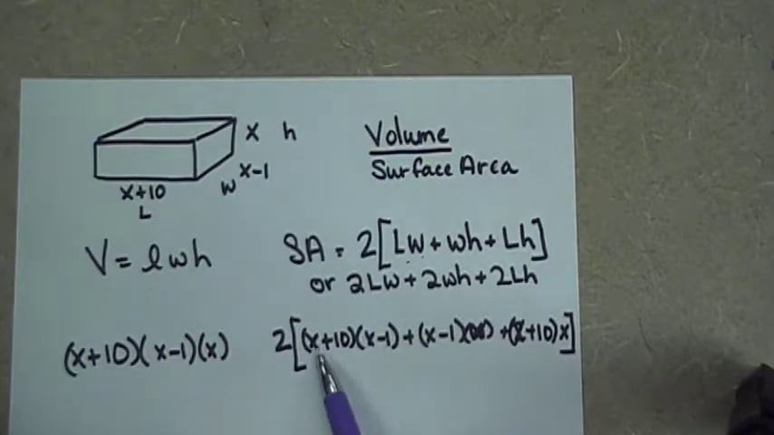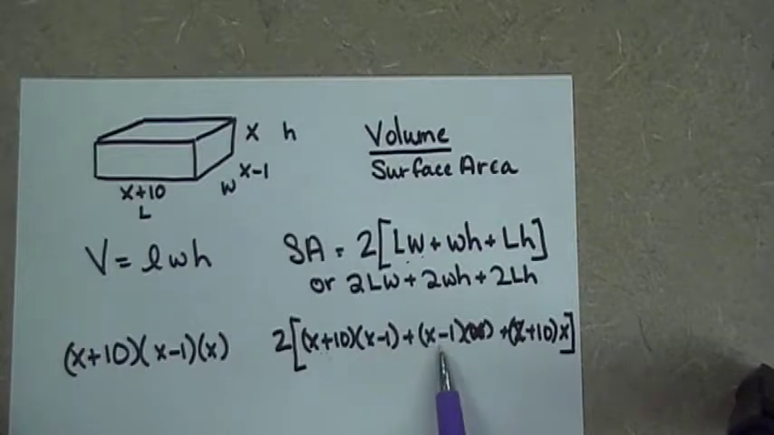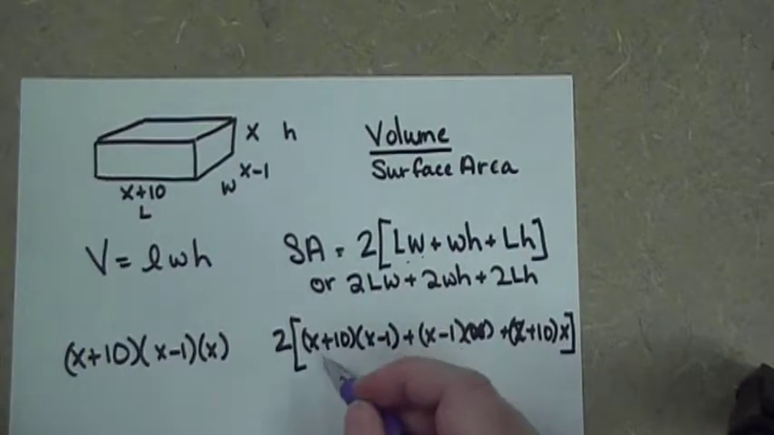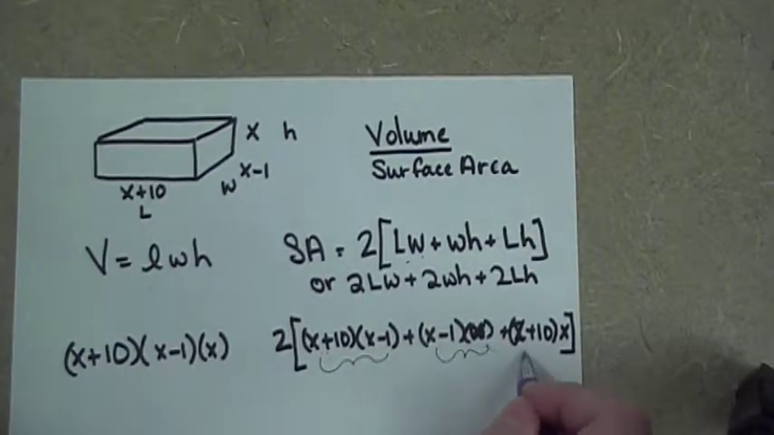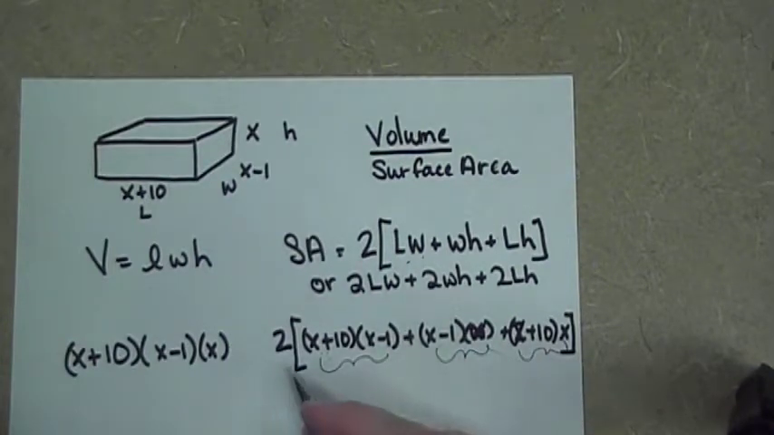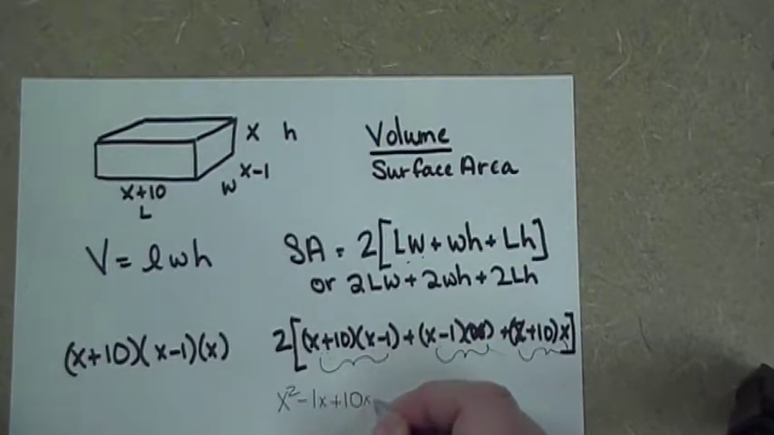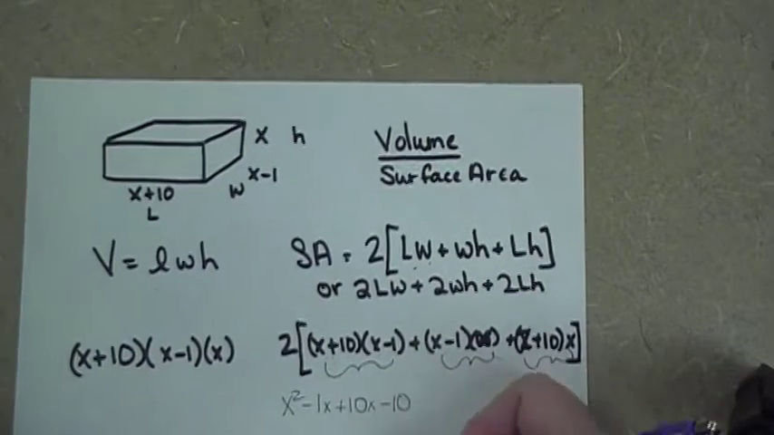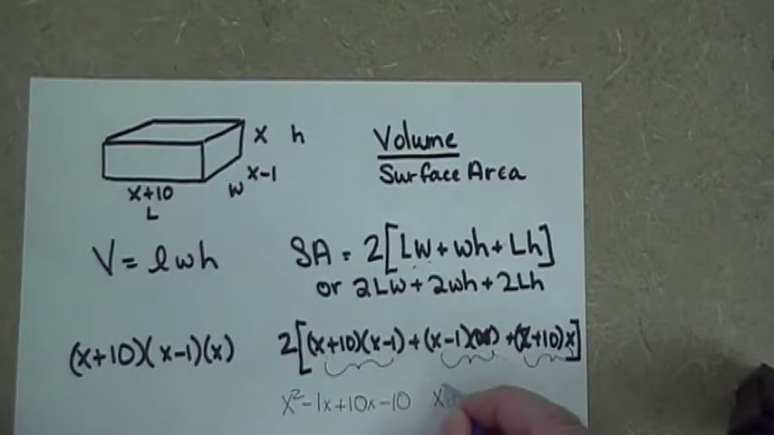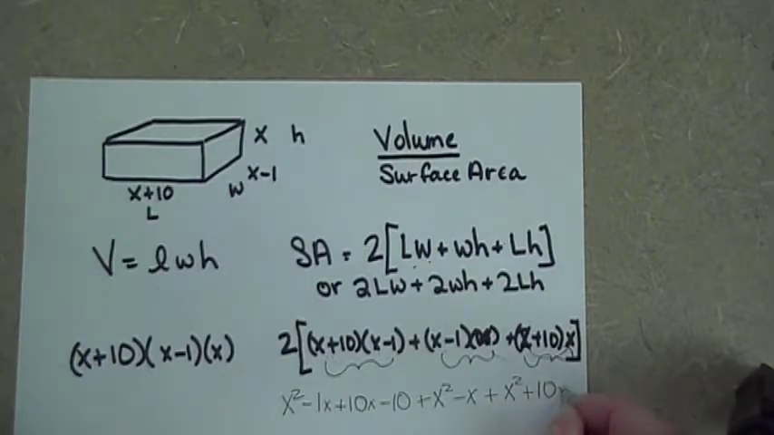So I put in all the things for you. So here's the length and the width. This is the length, or the width and the height, and the length and the height. We just need to find out what is each part of those, because we're adding those together. So first off, you have to FOIL that one. So we have x squared minus 1x plus 10x minus 10. Over here we've got x squared minus x, because we're still adding those. And this is x squared plus 10x. So all of those are in the bracket.